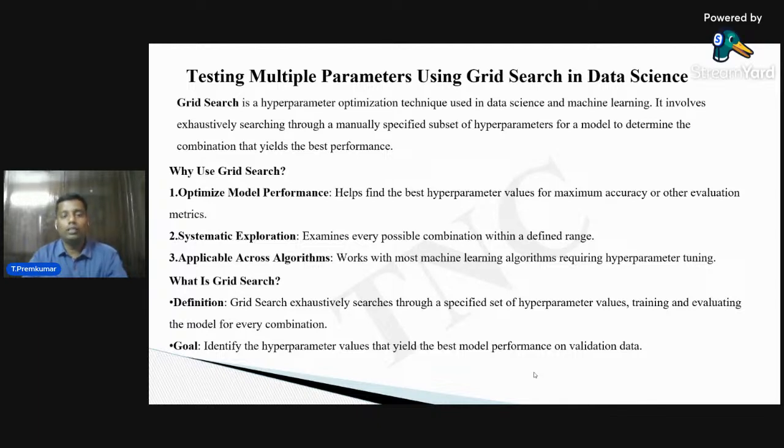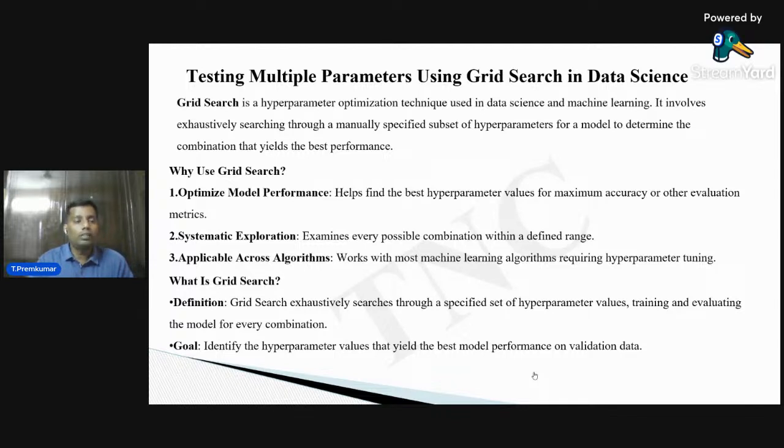Why do we have to go for grid search? It comes down to optimization, model performance, systematic exploration, and applicability across algorithms. These are the things we can see in the case of grid search. That is, it helps to find the best hyperparameter values for maximum accuracy. In the case of systematic exploration, it gives you every possible combination within the defined ranges. And it is applicable across algorithms, since most machine learning algorithms require hyperparameter tuning.